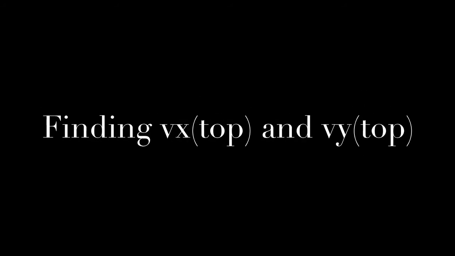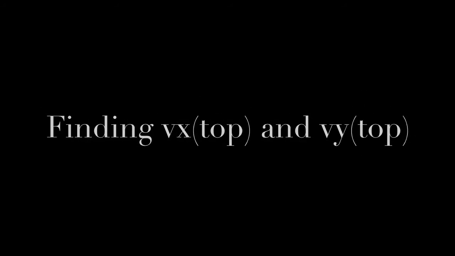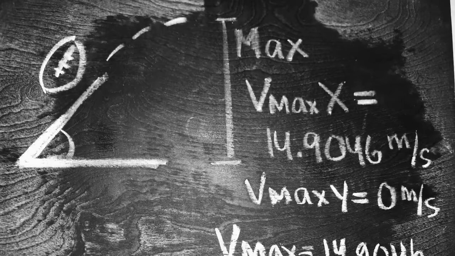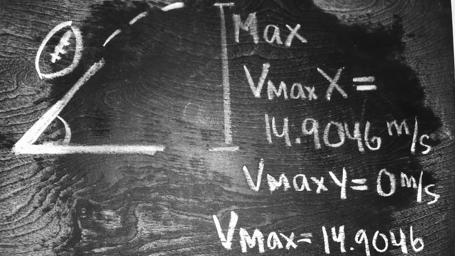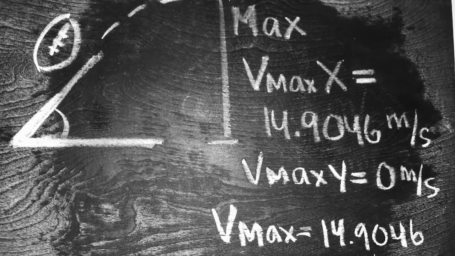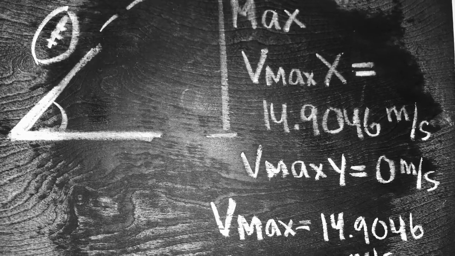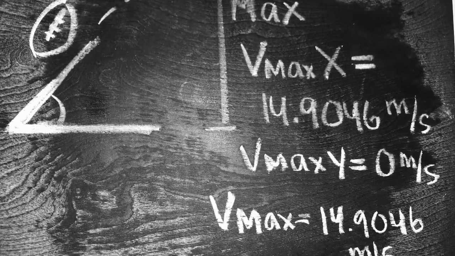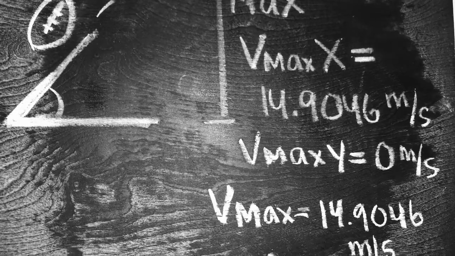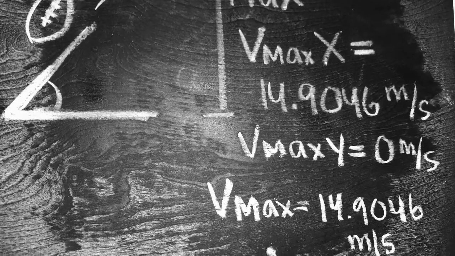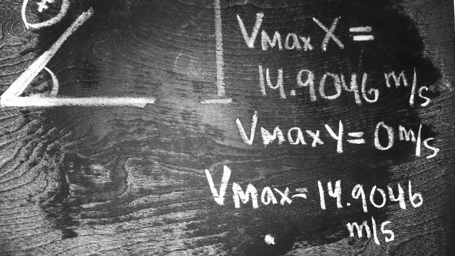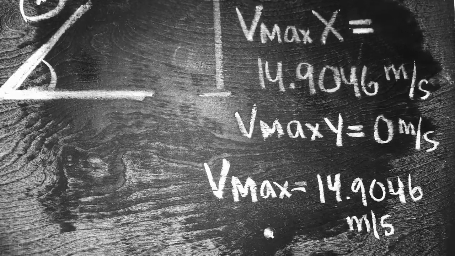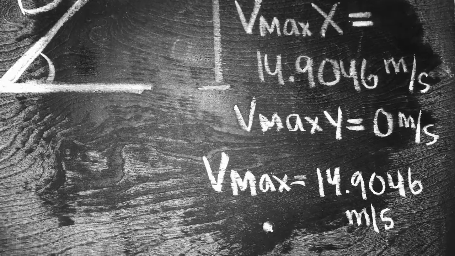To find the velocity when the ball reaches its maximum height, break it down into components. When the ball reaches its maximum height, it is assumed to be horizontal and only have horizontal forces acting on it. This means that the horizontal velocity acting on the ball is still 14.9046 meters per second, and since there are no vertical forces working on the ball, the vertical velocity at this point is 0. This means that the total velocity of the ball at this maximum height is 14.9046 meters per second.